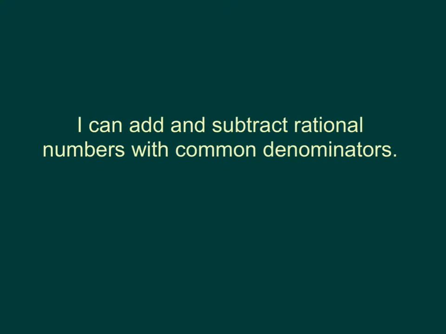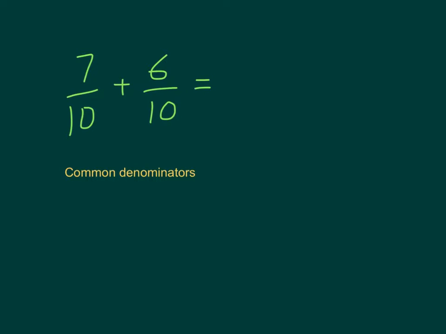Today's learning target is I can add and subtract rational numbers with common denominators. When I have fractions with common denominators, and common denominators are denominators that are the same, that becomes a pretty simple problem. All I'm going to do is add across the numerators. So in this case I have 7 in the numerator and 6, so that gives me 13 in the numerator.